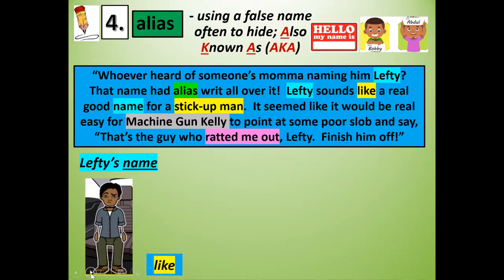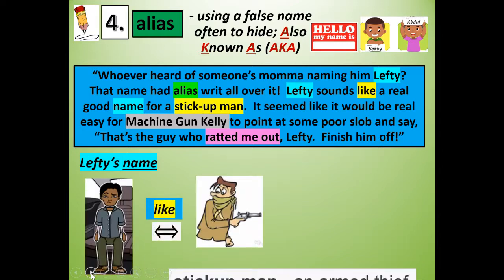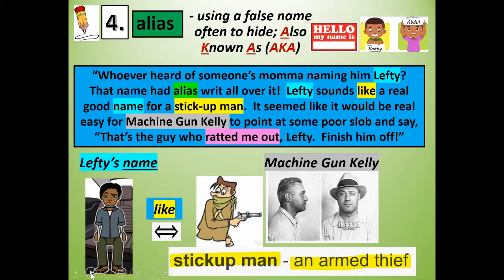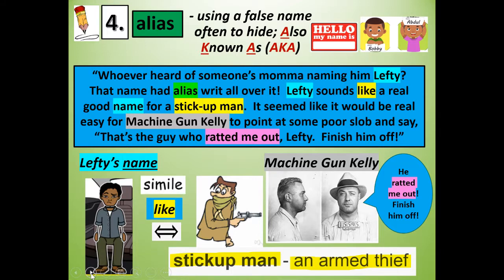So Lefty's name is like the name of a stick-up man or an armed thief. And Machine Gun Kelly, who was a famous gangster, said, he ratted me out. Finish him off. So alias, using a false name. And it's a simile because his name was like a name for a stick-up man.